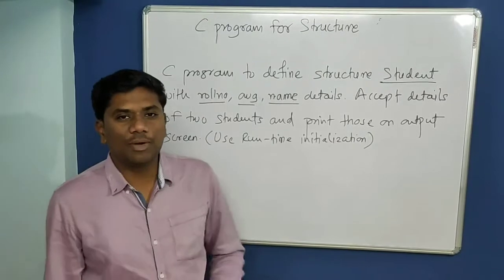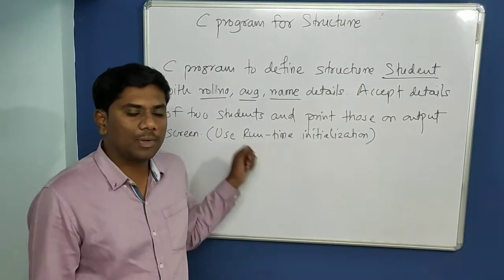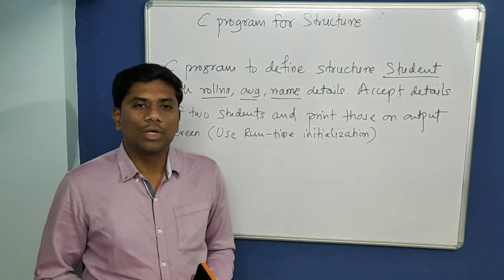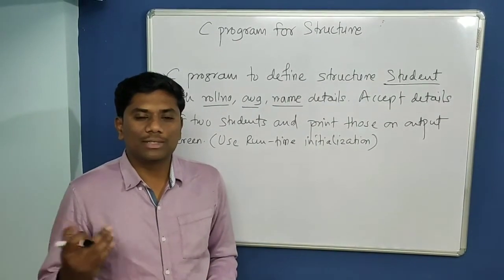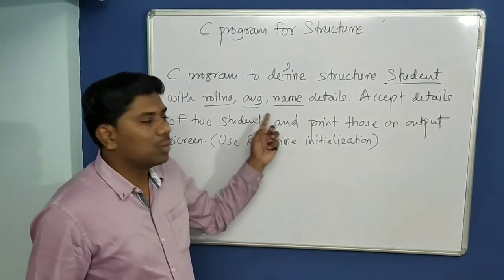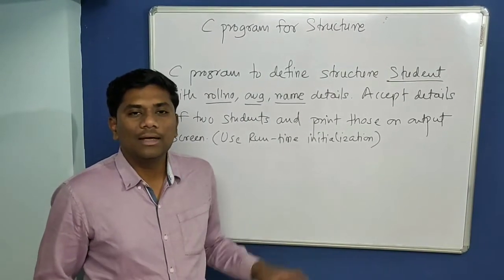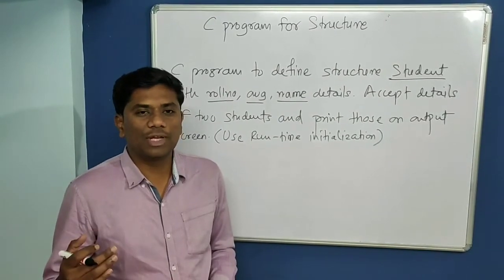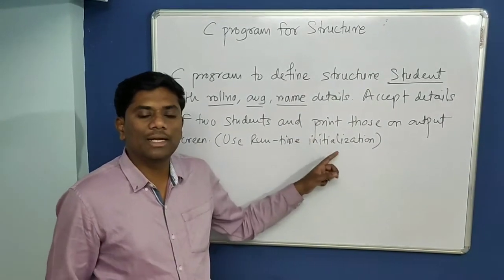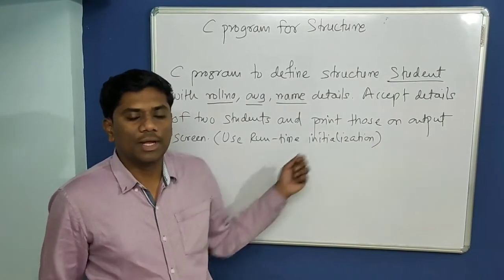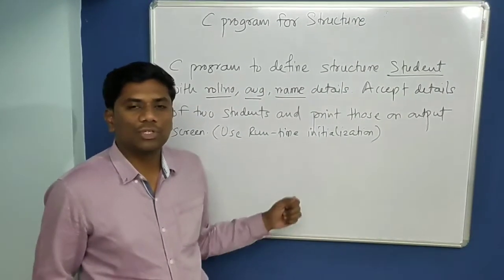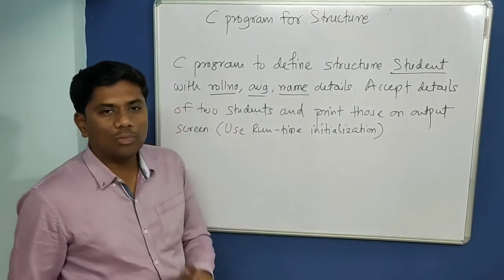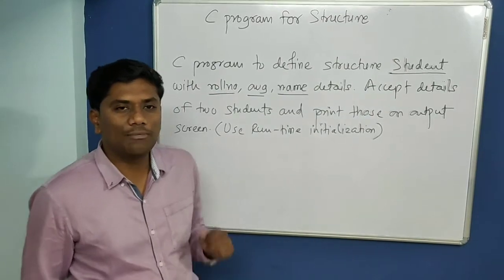So this is the problem statement. I am explaining this problem statement one more time. We need to write a C program to define structure student with three members: roll number, average and name. They are saying to accept information of two students. As two students means two structure variables, we need to print that information on output screen. And we are going to read information from the user, so we need to use runtime initialization. So this is the problem statement. Now we'll see the C program for this.